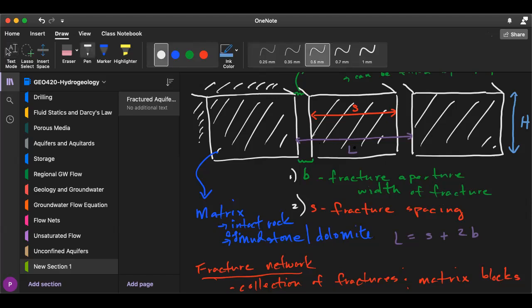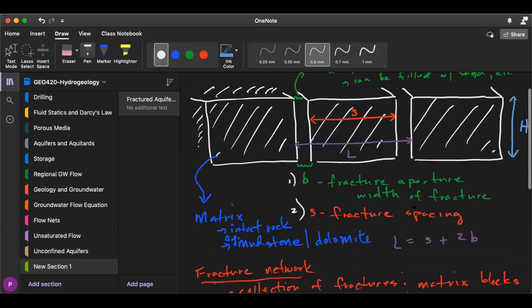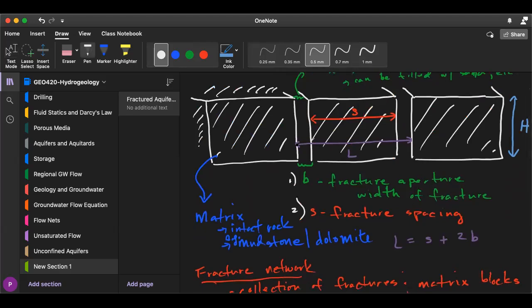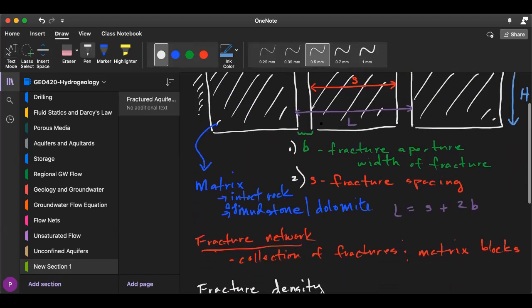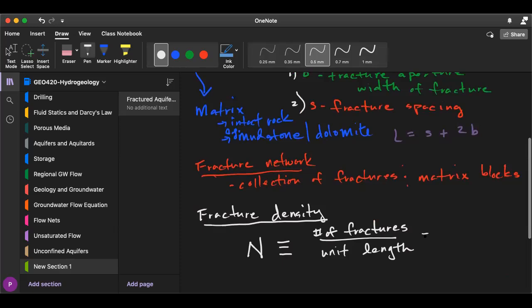In fact, it doesn't matter what L is. Here, if these are evenly spaced parallel, it would be 2 over L. That would be my fracture density. Because L includes 2 fractures here, right? It'll always be 2 over L. You have to know what L is, but if we did, we could calculate the fracture density as 2 over L.